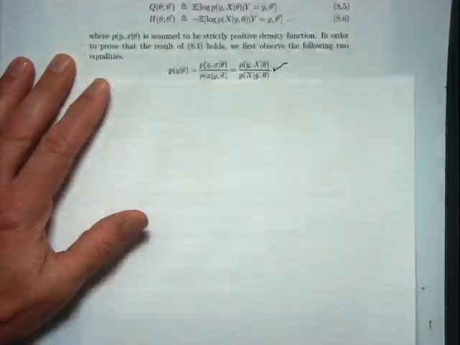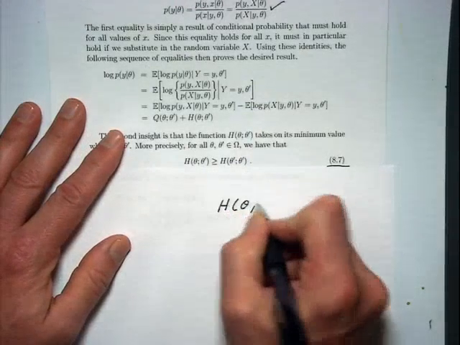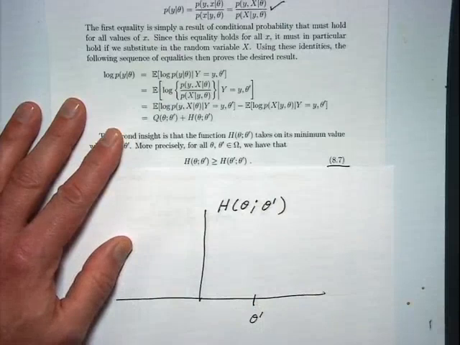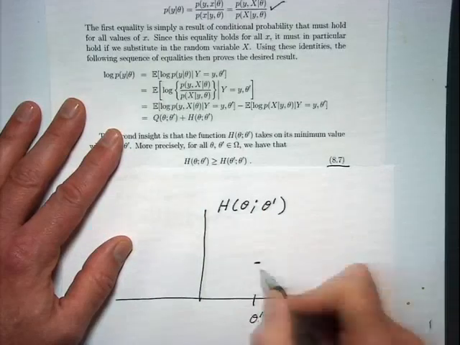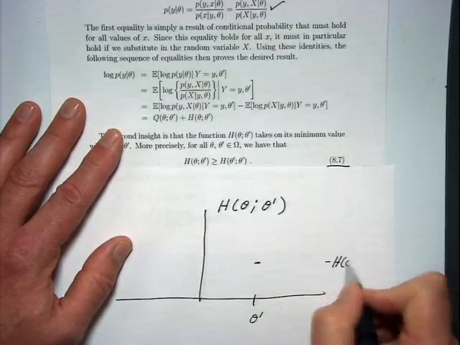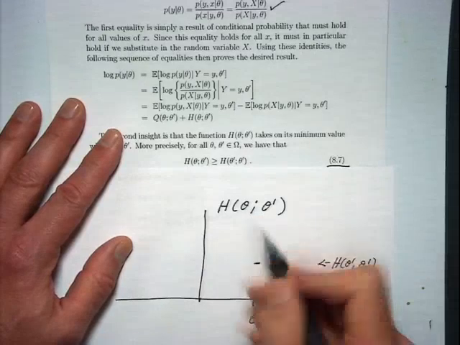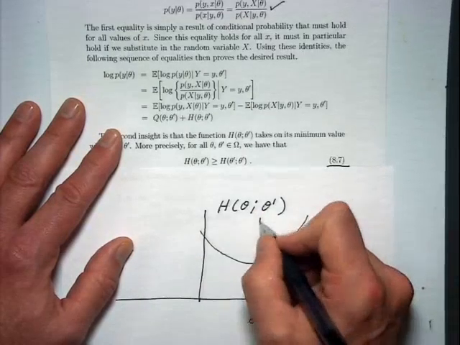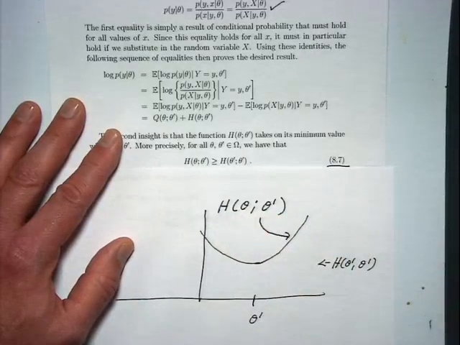Okay, so what does this mean? If we have here h of theta semicolon theta prime, and we plot it, and say that point there is theta prime, right? So if we plot it, it takes on its minimum, it has some value at h of theta prime, whatever that is. And at that value, that's a lower bound for every other point, so it's got to be like this. So this is the function h of theta, semicolon theta prime, for a fixed value of theta prime. So h takes on its minimum at that point.